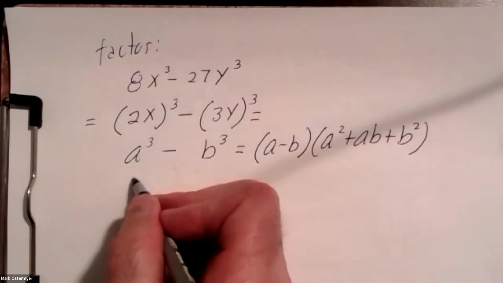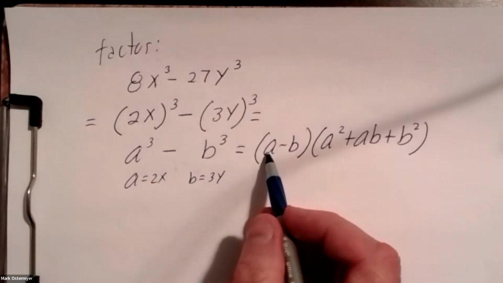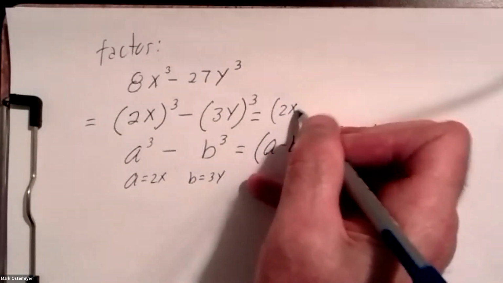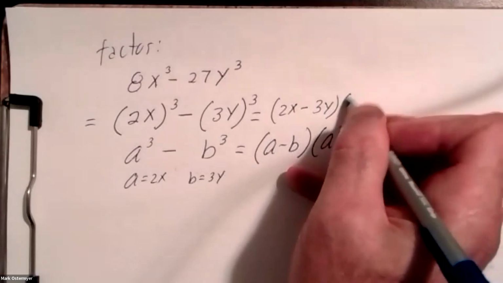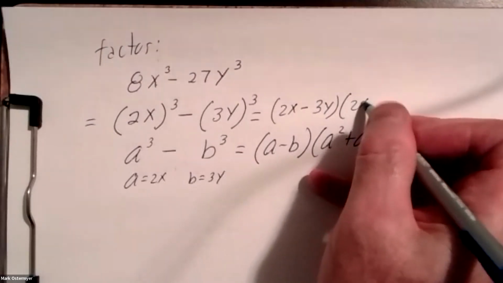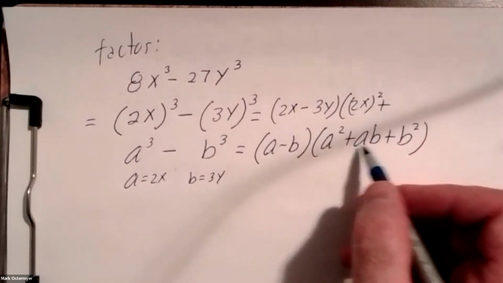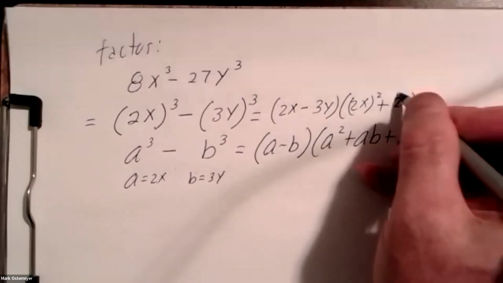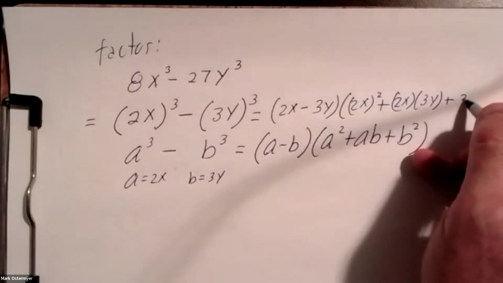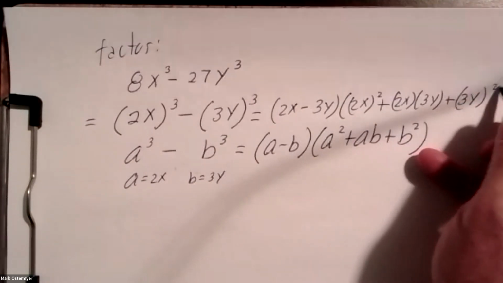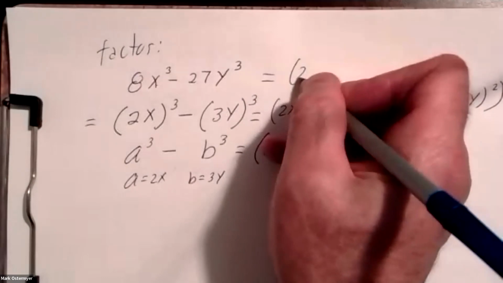Where our a is really equal to 2x and our b is really equal to 3y. So wherever we see an a, we drop in a 2x. B is substituted with 3y. A is 2x, B is 3y. And 3y must be squared at the end. Hence, this factorization looks like it's going to be what?